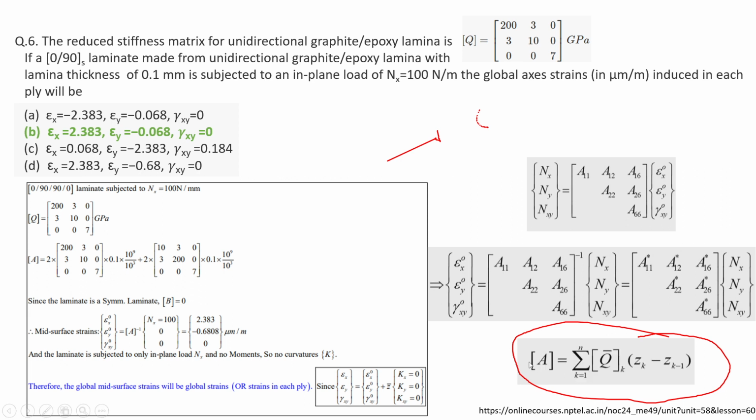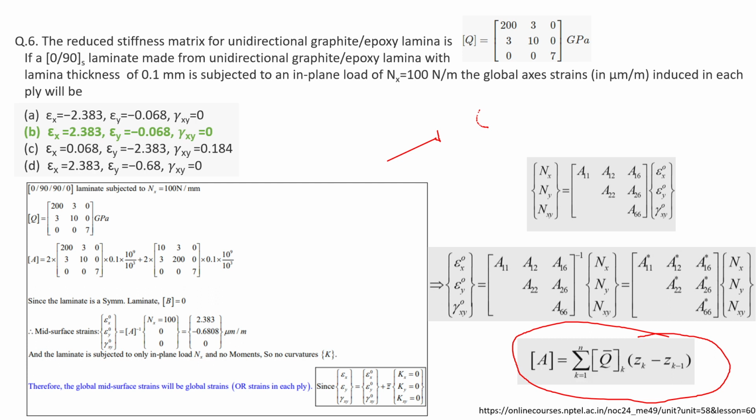As you understand, this symbol is the summation. So you have to add the Q multiplied by the thickness of each lamina. The first lamina, suppose, is 0. For 0 degree, what will be the Q, the reduced stiffness matrix? So this is the reduced stiffness matrix for 0 degree. Multiply the reduced stiffness matrix of 0 degree into the thickness. The thickness for each lamina is given as 0.1 mm.